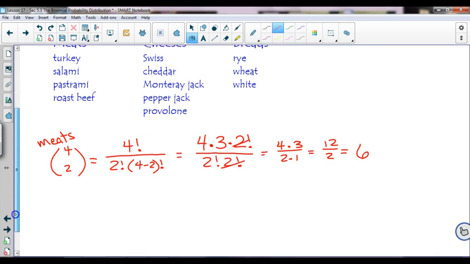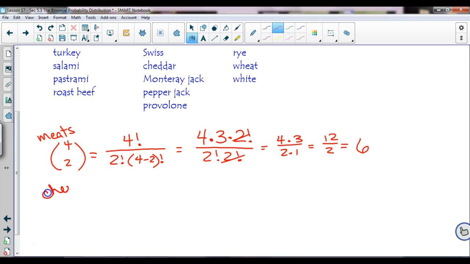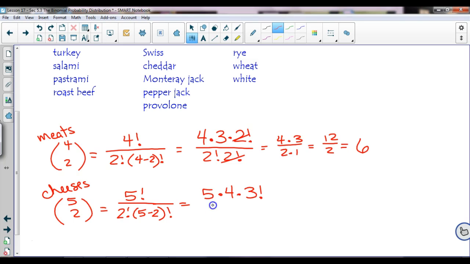Okay, how about cheese? Well, we can only pick 2. You can only pick 2, and we have how many options? 5, so it's 5 choose 2, order doesn't matter. So we have 5 factorial divided by 2 factorial times quantity, 5 minus 2 factorial. So what am I going to take the numerator down to? 3. 3, because 5 minus 2.